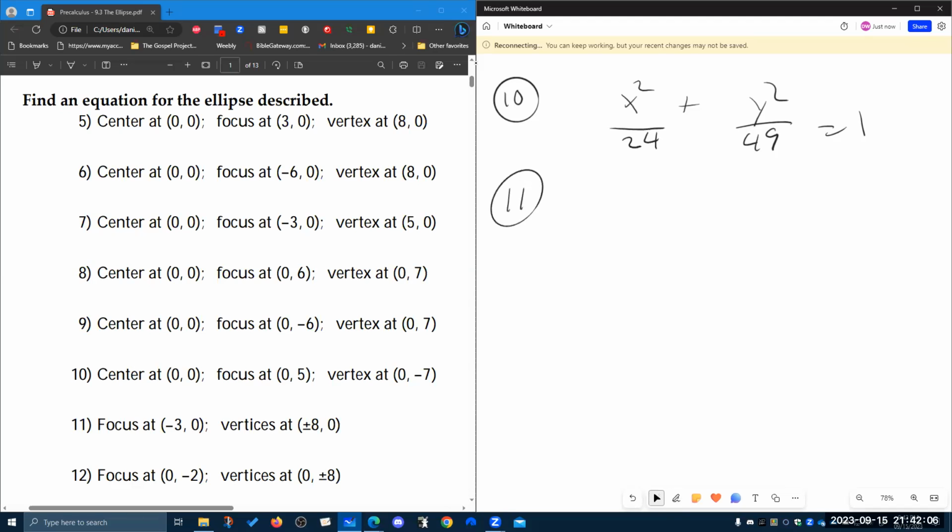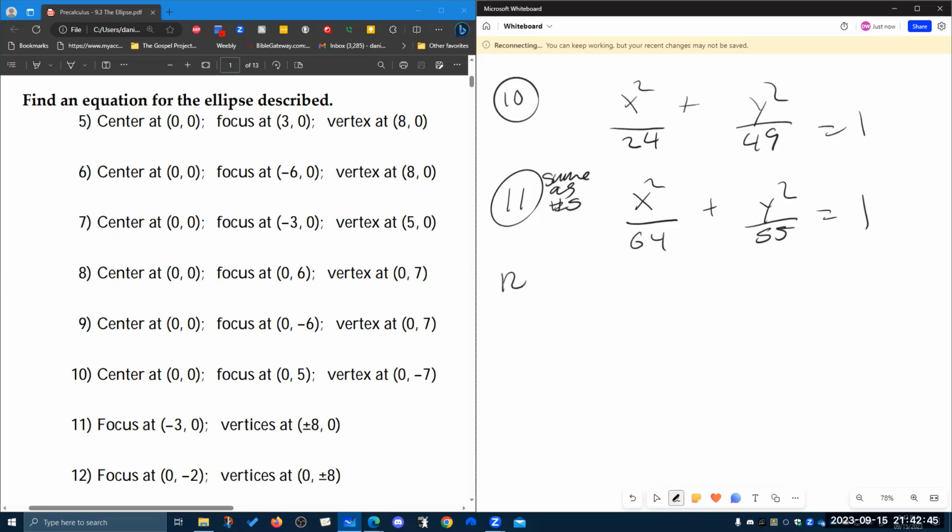11 has vertices at plus or minus 8, 0, meaning that it's centered at (0, 0). 64. Focus is at -3. So this is the same thing as number 1. 9 away. So this is 55. Like that. Same as number 1, or number 5 there.